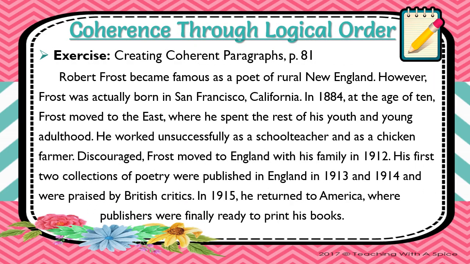Robert Frost became famous as a poet of rural New England. However, Frost was actually born in San Francisco, California. In 1884, at the age of 10, Frost moved to the East where he spent the rest of his youth and young adulthood. He worked unsuccessfully as a school teacher and as a chicken farmer. Discouraged, Frost moved to England with his family in 1912. His first two collections of poetry were published in England in 1913 and 14 and were praised by British critics. In 1915, he returned to America, where publishers were finally ready to print his books. If you want to add anything to make it seem a little bit clearer to you, go ahead and do that, but that's what the first paragraph should look like.